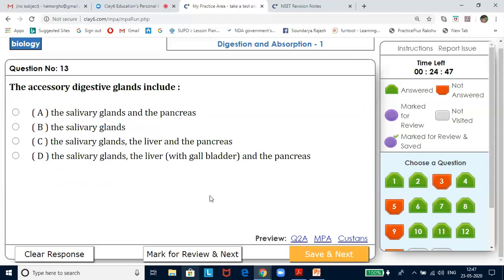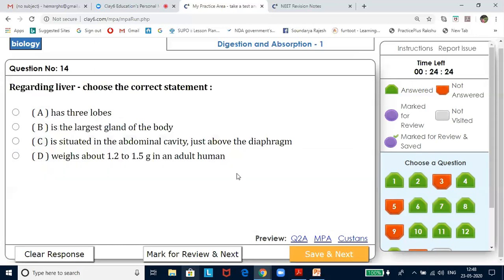The accessory digestive glands include the salivary glands, liver, maybe with gallbladder and pancreas. Okay, regarding liver, choose the correct statement. It has three lobes. It's the largest gland of the body, situated in the abdominal cavity. It is the largest gland of the body. That is the correct statement.